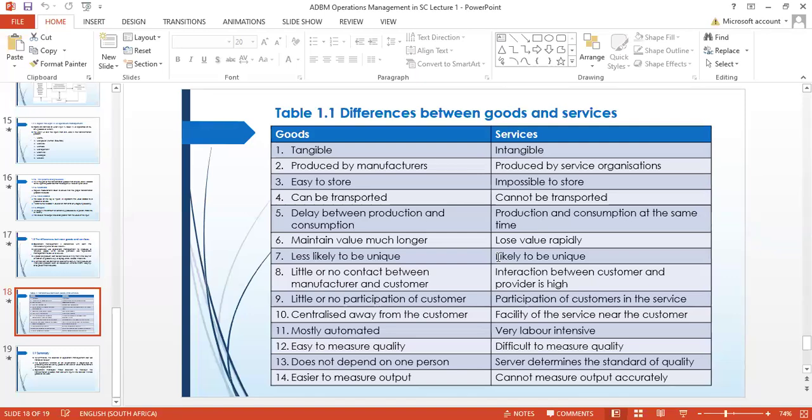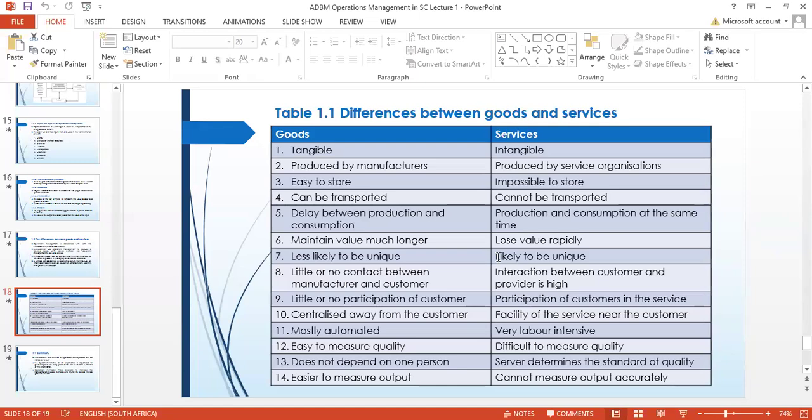Okay. Number 6, goods maintain value much longer. Services, they lose value quickly. Number 7, less likely to be unique. When you're talking of the goods, we have other similar products, but services, they are likely to be unique. Number 8, little or no contact between manufacturer and customer. The business that manufactures sometimes doesn't have contact with the what? Customer. For example, it will be a manufacturer who manufactures, and then they are distributed to a retailer. The retailer is the one who will be in contact with the customers.